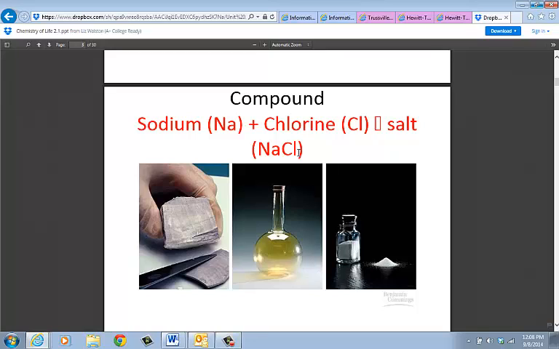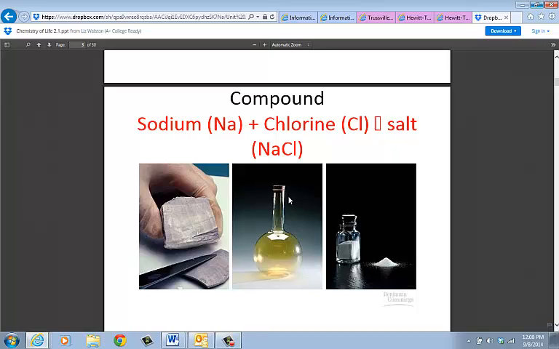That's a compound. This is where you have two or more elements that are bonded together, and they result in a new chemical. That new chemical has entirely different properties from the individual elements. So sodium chloride has different chemical properties than sodium does and chlorine does.